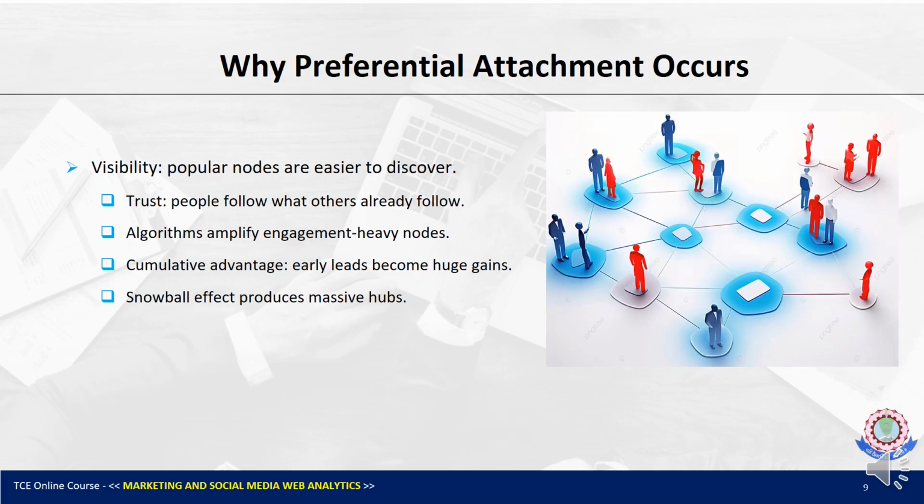Why does preferential attachment occur? There are several reasons why the rich get richer effect happens. One is visibility: popular nodes are easier to find. Trust: people follow what many others already follow. Algorithms: social media platforms promote popular content. And cumulative advantage: once you gain an early lead, growth accelerates. This creates a snowball effect.